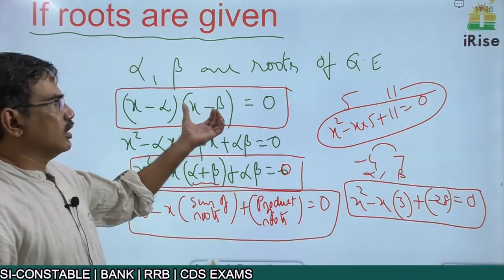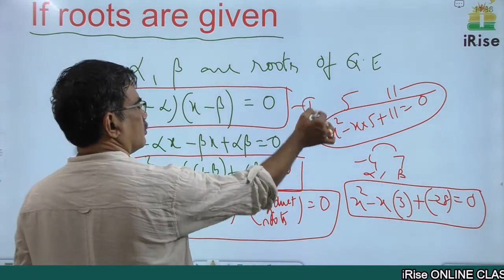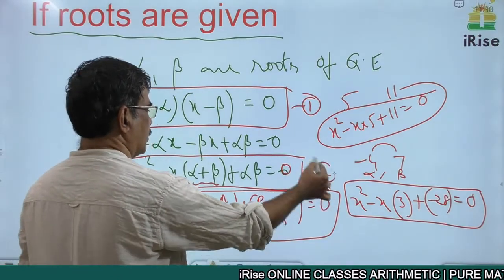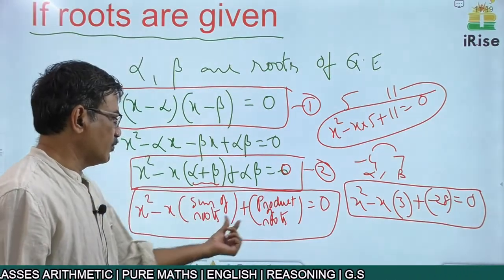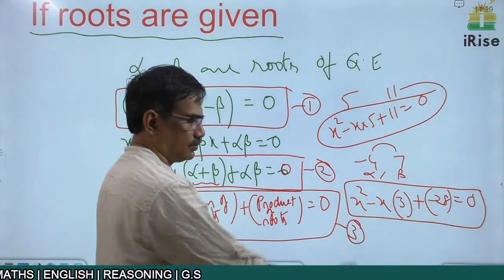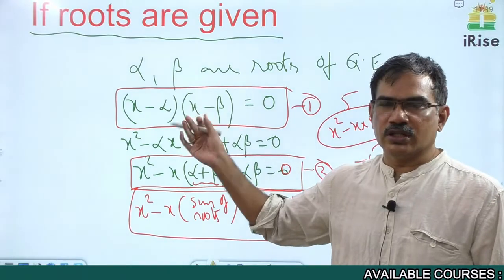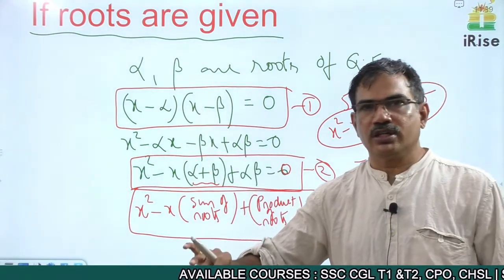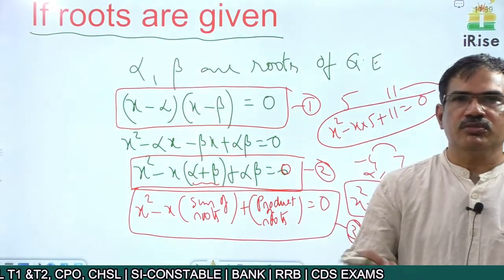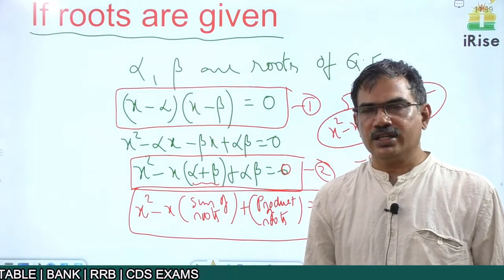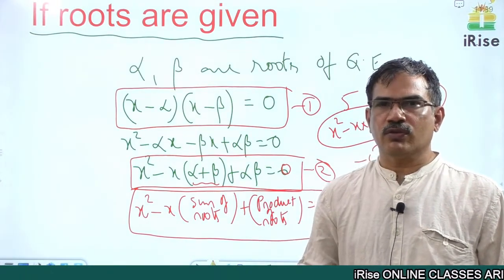If roots are given, how to find the equation? The formula is x minus alpha into x minus beta is equal to 0. Or this can also be written as x square minus x into alpha plus beta plus alpha beta is 0. Or x square minus x into sum of roots plus product of the roots is equal to 0. So if equation is given, how to find the roots? If roots are given, how to find the equation? Then what about the relation between the roots and coefficients of quadratic equation?